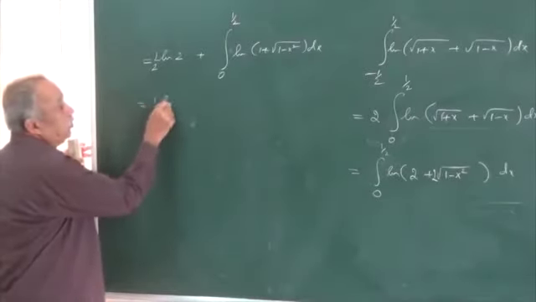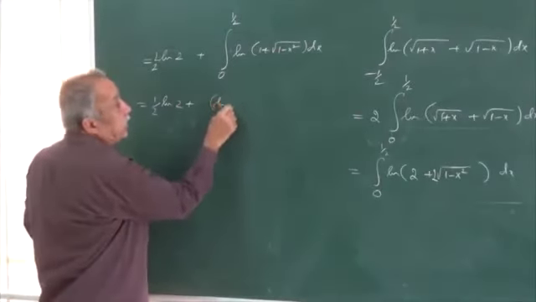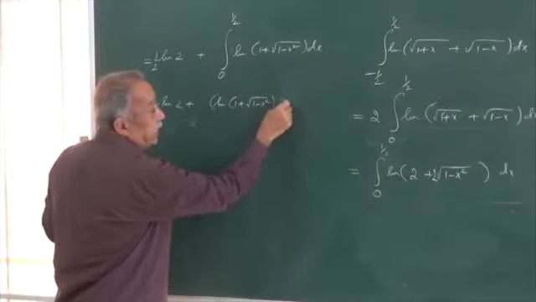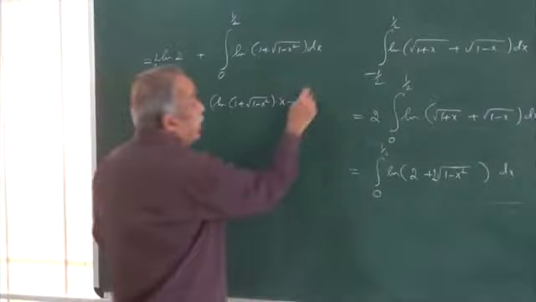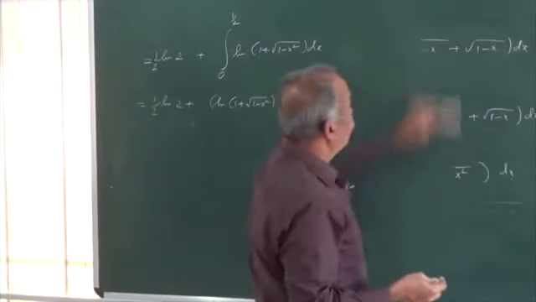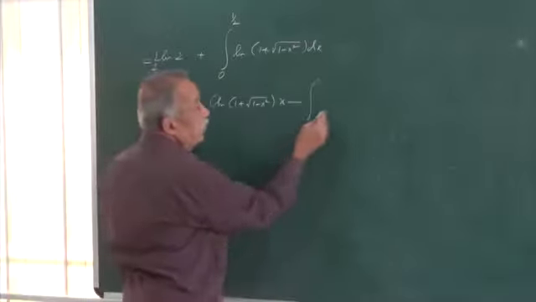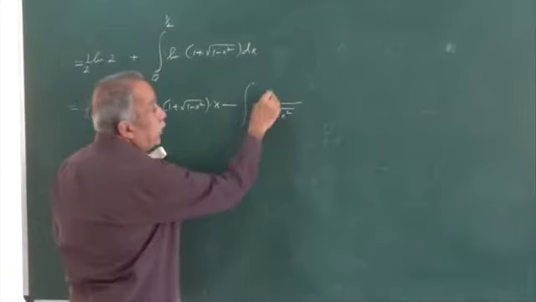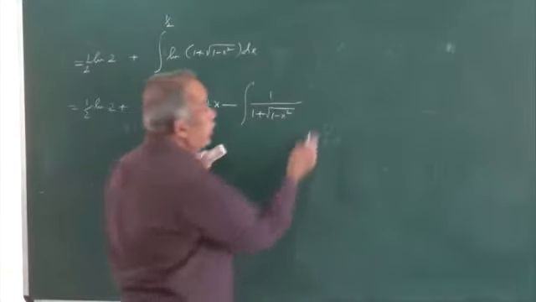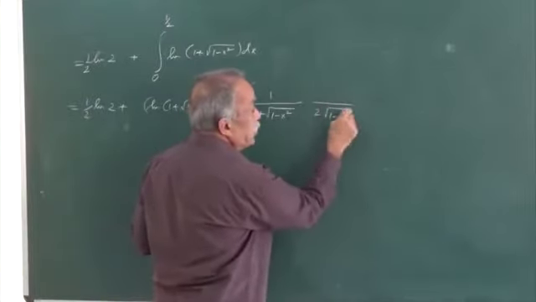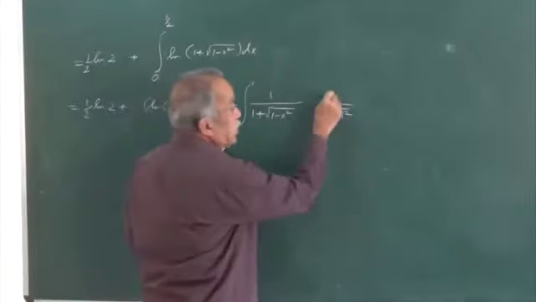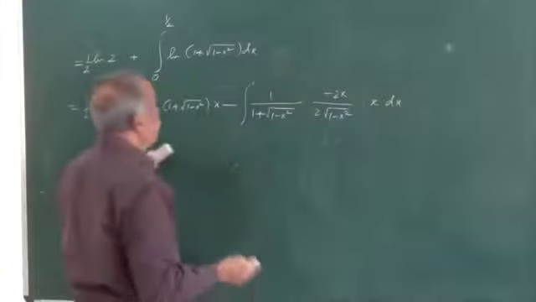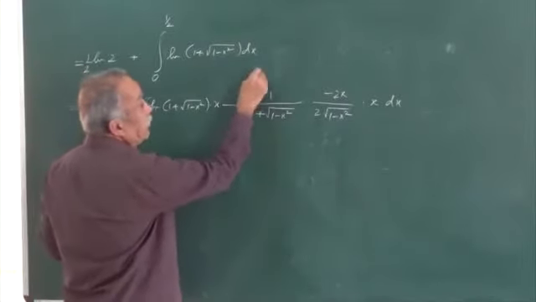It will be half log 2 plus first function log of 1 plus root 1 minus x square into integral of the second, x, minus integral of the derivative of the first, which is 1 by 1 plus root 1 minus x square, into derivative of root 1 minus x square, which is 1 by 2 root 1 minus x square, into derivative of 1 minus x square, which is minus 2x, into integral of second, x dx. The limits of integration 0 and half, no change.